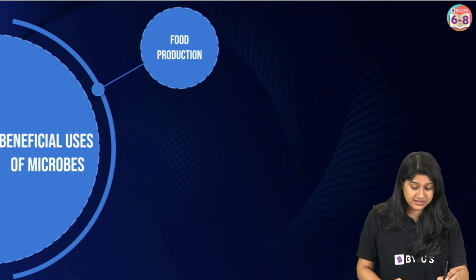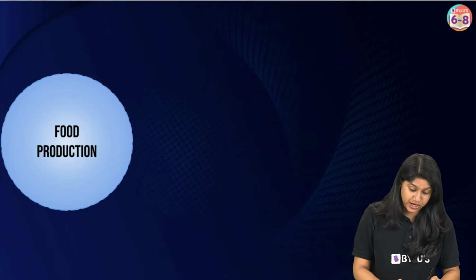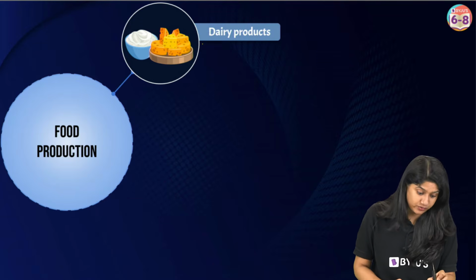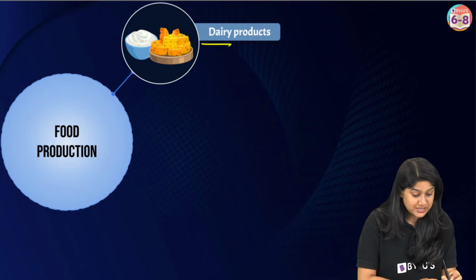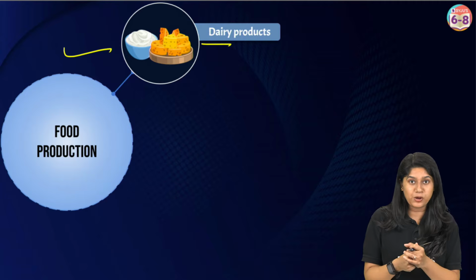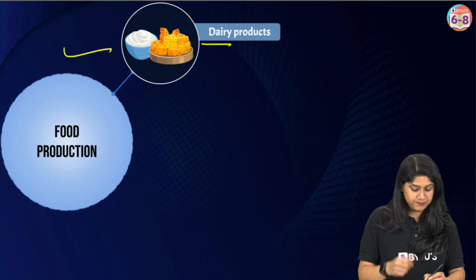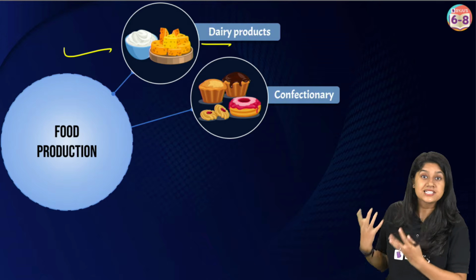First, of course, we'll be discussing in detail food production. We have various microorganisms that actually help in food production. In our dairy products, we have already discussed lactobacilli, which helps in the formation of curd. And we have other bacteria that help in the process of making cheese. Then, of course, we have the yummy desserts that we have.